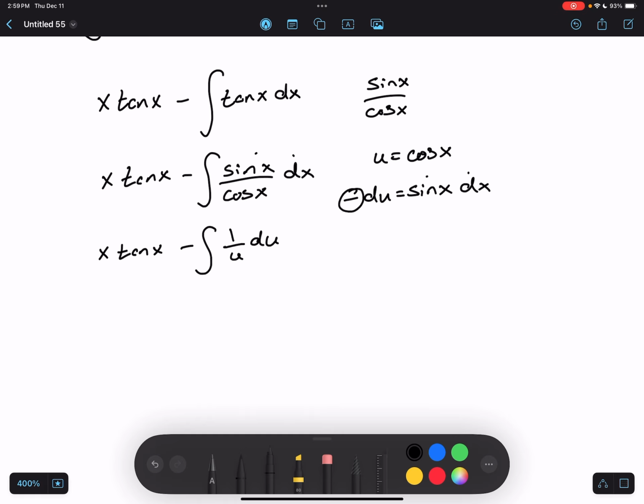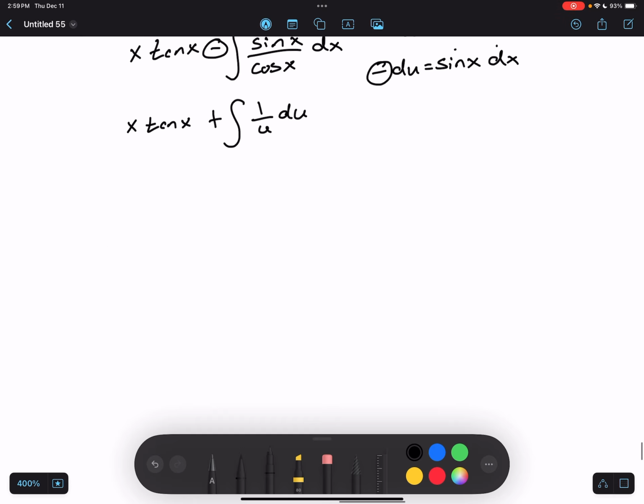but this minus here needs to combine with this one here to make that plus. So now we have x tangent x plus the integral of 1 over u, which is the natural log of the absolute value of u, and then we have to add a plus c at the end because this is an indefinite integral with no limits.